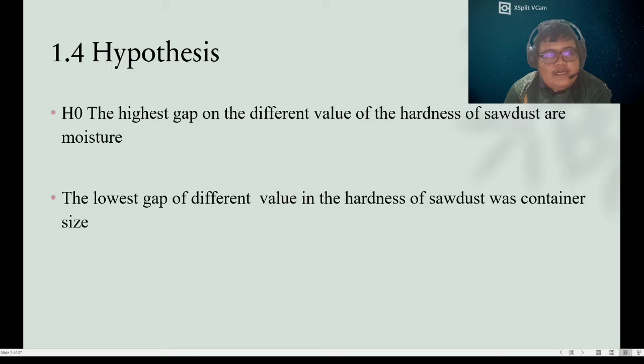Okay, hypothesis. The first hypothesis is the higher gap of the different values of hardness of sawdust is the most different in moisture. The second hypothesis is the lower gap of different values of the hardness of sawdust is container size.